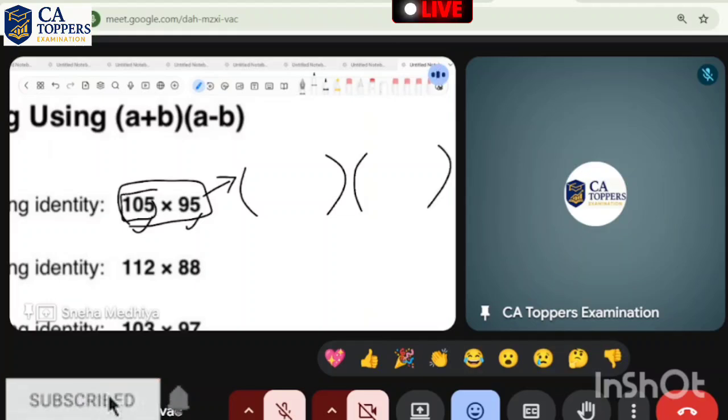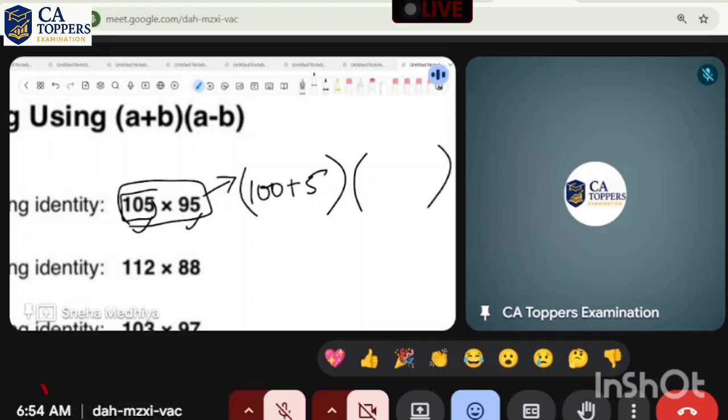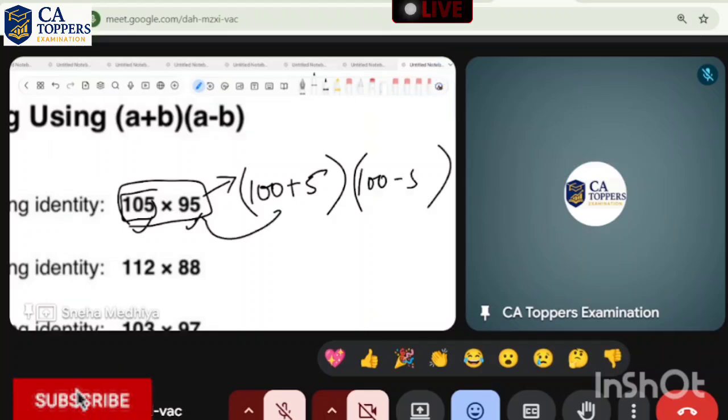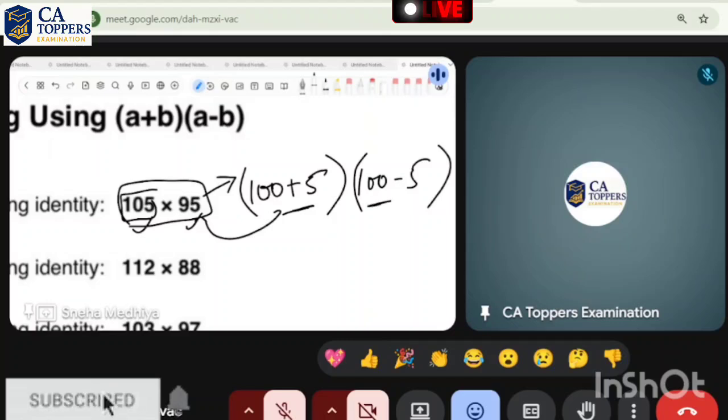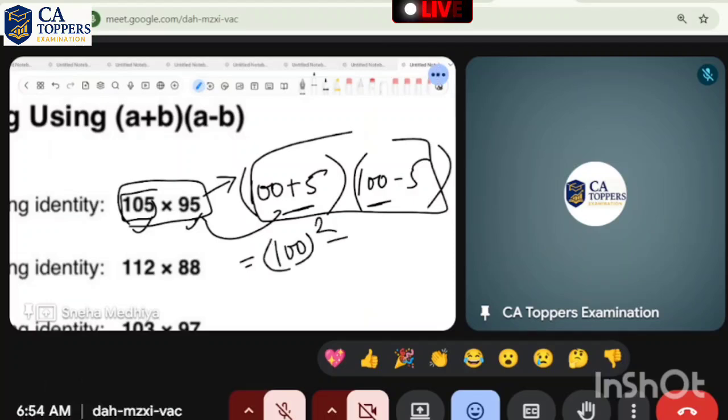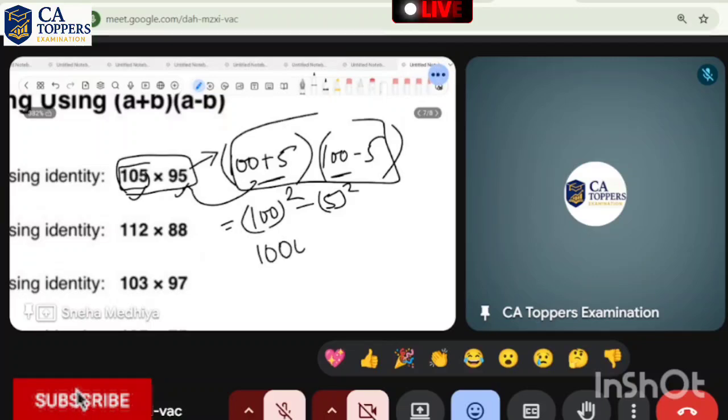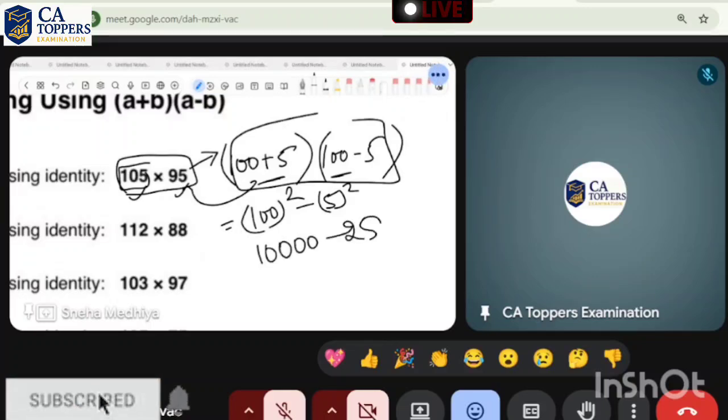Now can I write 105 as 100 plus 5? Yes, ma'am. And if I subtract them, am I getting 95? Yes, ma'am. So that means I can write it in this form, and this can be used in the identity to make a square minus b square, right? Yes, ma'am. That is 10,000 minus 25, which is 9975, right? Yes, ma'am. That's how we'll solve the question.